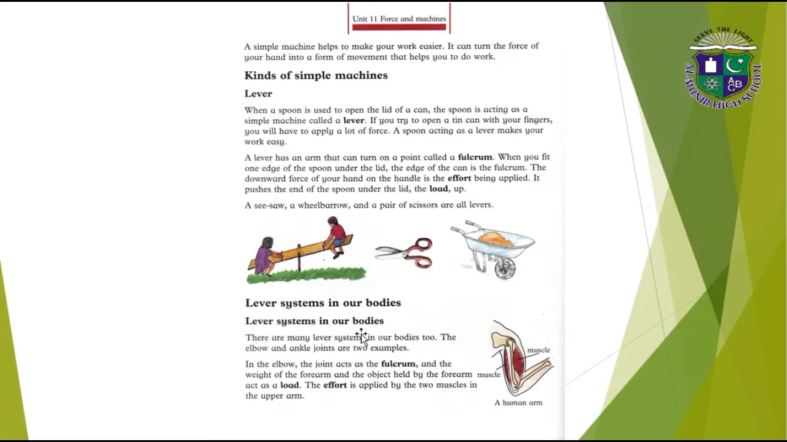Lever systems in our bodies. There are many lever systems in our bodies too. The elbow and ankle joints are two examples. So here, students, we have this example of a human arm. In the elbow, the joint acts as the fulcrum, and the weight of the forearm and the object held by the forearm act as the load. The effort is applied by the two muscles in the upper arm.